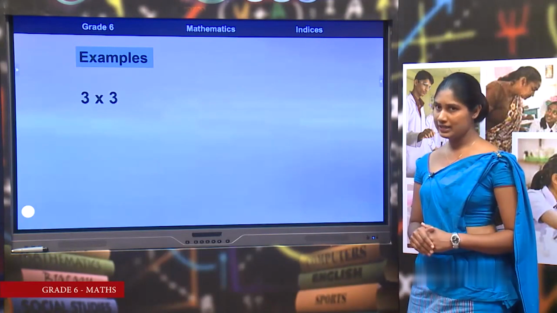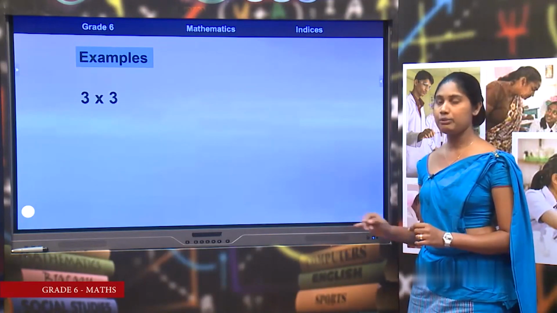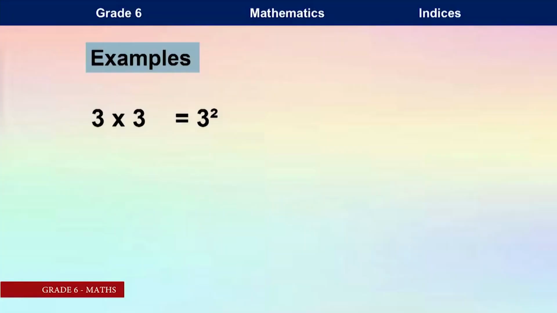First one, here you can see 3 has been multiplied by another 3. So, we can write this by using only one 3. Here how many 3's are there? That is 2. Then we can write this 2 on the top right side of this 3.